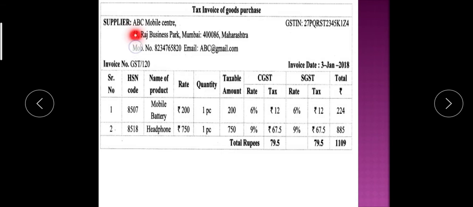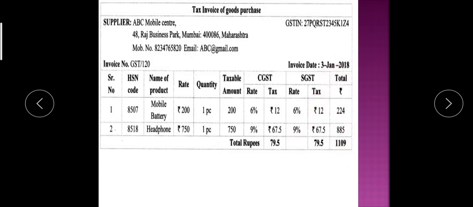See, the supplier details, GSTIN number, you all know where, the invoice date, at what date purchased, invoice number, which comes randomly, serial number 1 and 2, their HSN code, name of the product, rate, quantity, how much, taxable amount which means MRP, and on that value how much GST, CGST and SGST they paid, and the total amount.